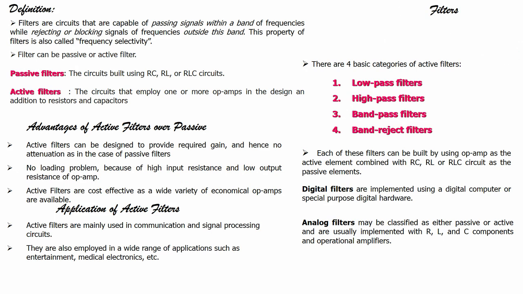The definition of a filter is extremely simple. Filters are circuits that are capable of passing signals within a band of frequency. It will only allow the band of frequencies to pass while rejecting or blocking signals of frequencies outside the band. If you select a band of frequency that you need to pass and you want to reject or block the signals outside the band, you can use filters. This property of a filter is also called frequency selectivity, because you are selecting a particular frequency from the total frequencies.